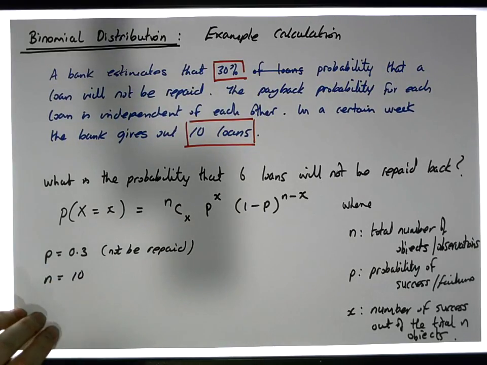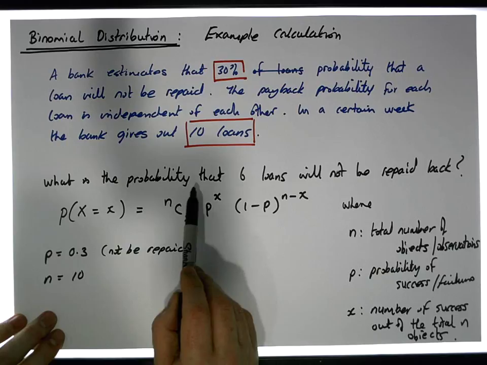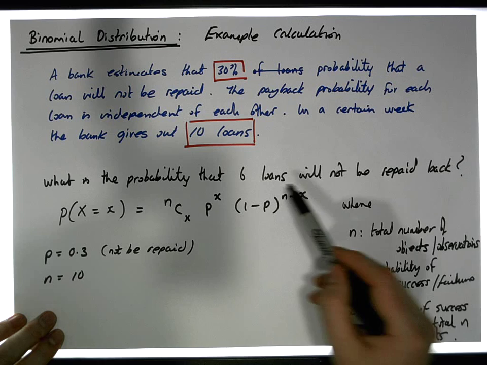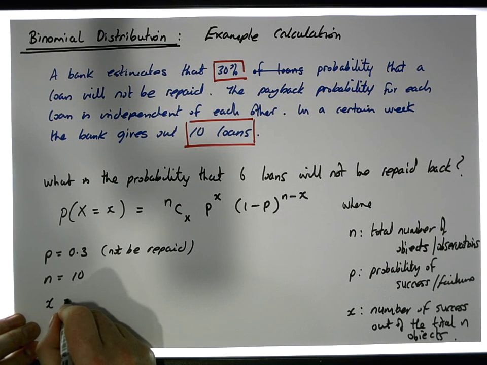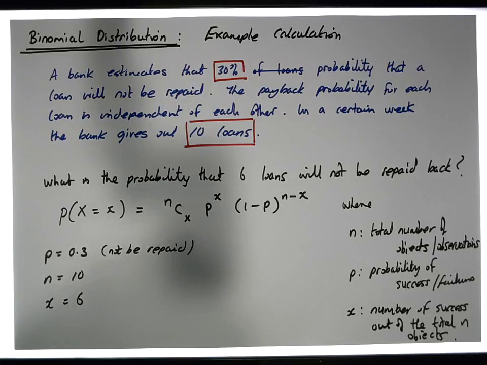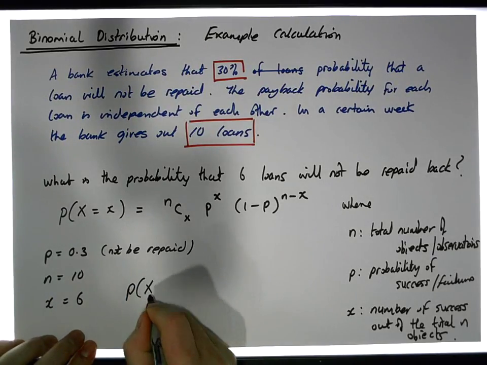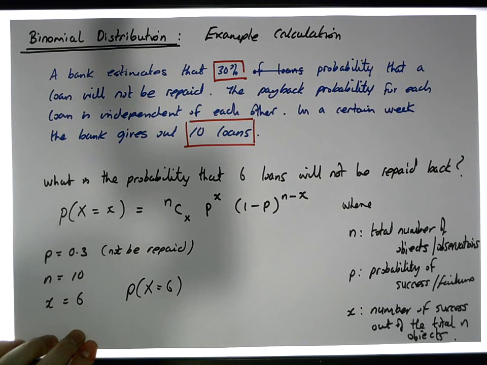And X, we usually get from the scenario of the question. In this case we've got 10 loans and we're asked what is the probability that 6 of these loans, in other words 6 of these N objects, 6 of these 10 objects, will not be repaid. In other words, X is equal to 6. So what we need to calculate is the probability that out of the 10 loans, 6 of them are not repaid, if that makes sense.